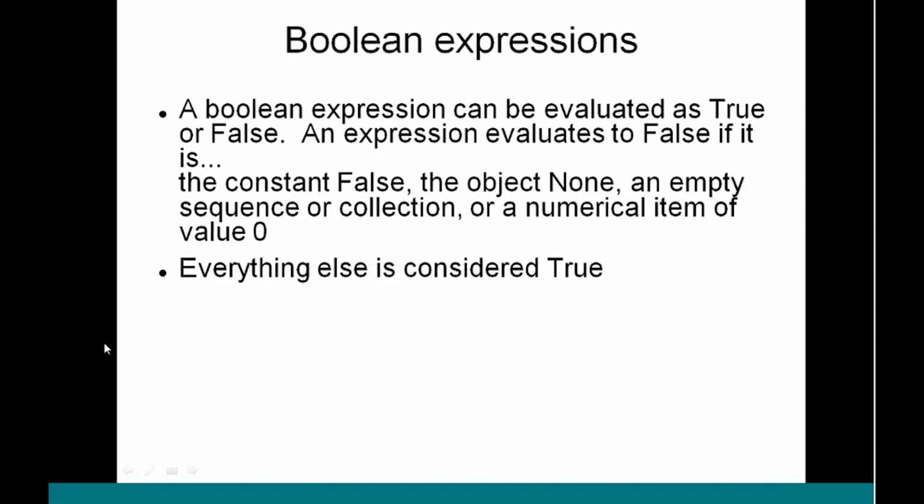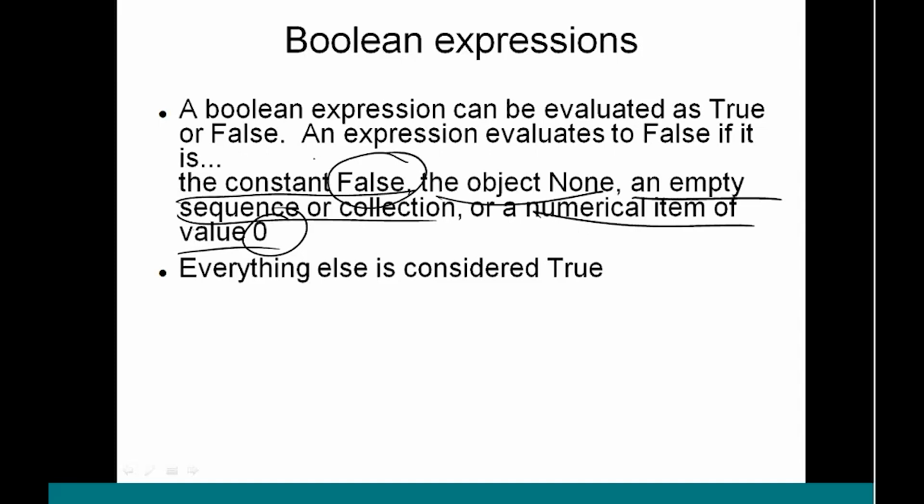A boolean expression is an expression which can be evaluated into true or false. The expression evaluates to false in different cases: the constant false, the object none, an empty sequence or a collection, or a numerical item of value 0. Think of this as the primary one.